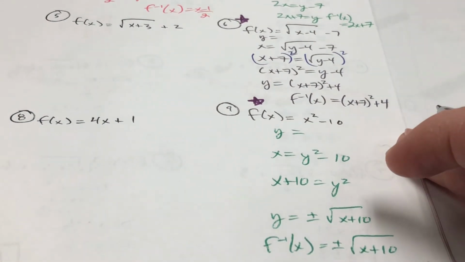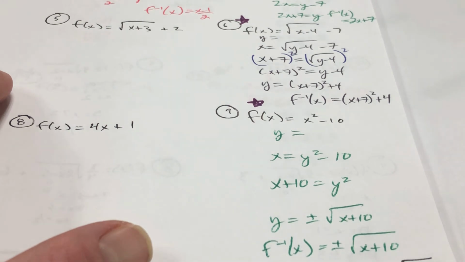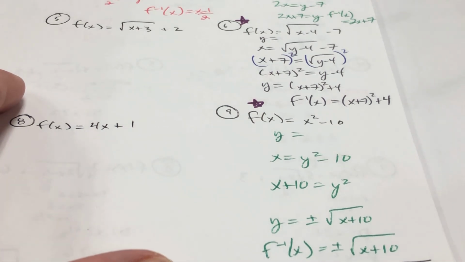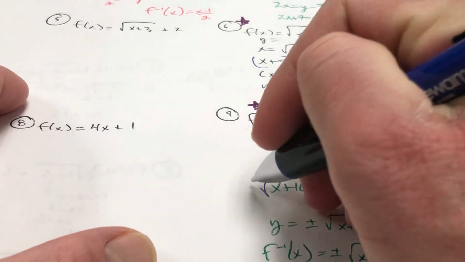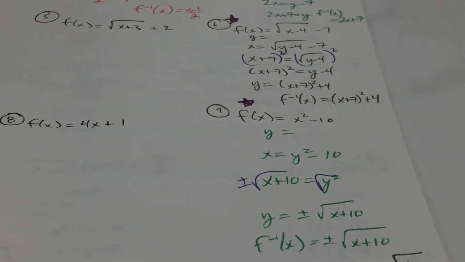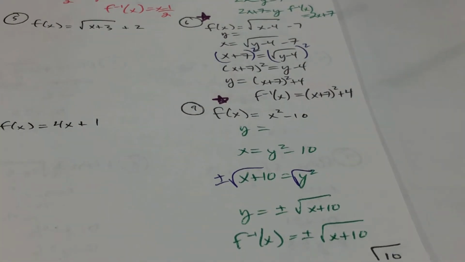Lastly, number 9, y is equal to x squared minus 10. So x equals y squared minus 10. You actually graph these next year. Instead of opening up and down, they'll open to the right and to the left. Add 10 to both sides. Then take the square root. f inverse of x is plus or minus the square root of x plus 10.